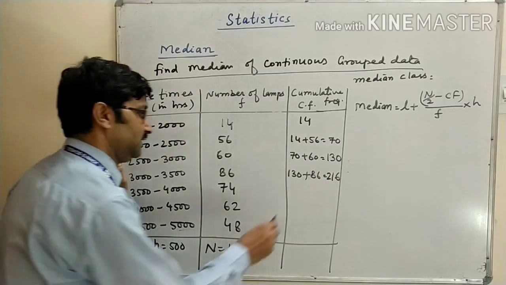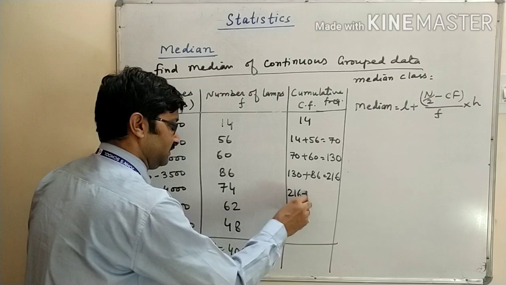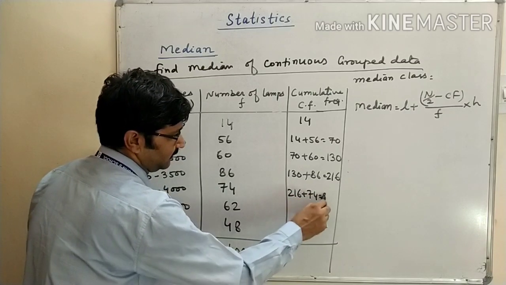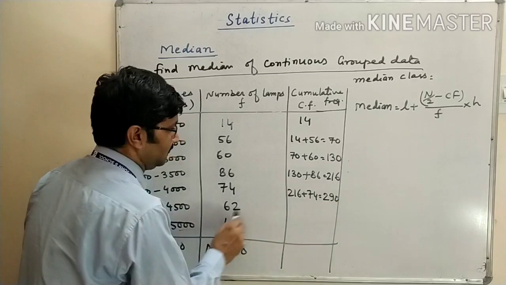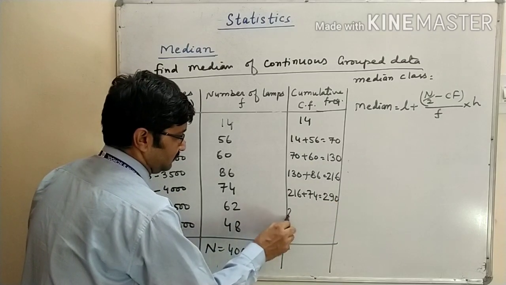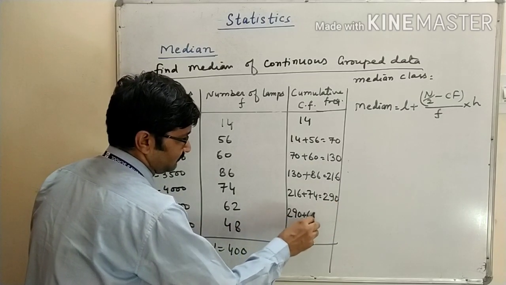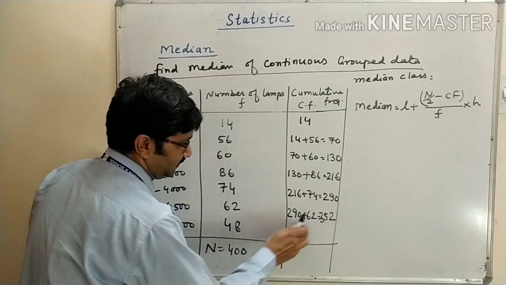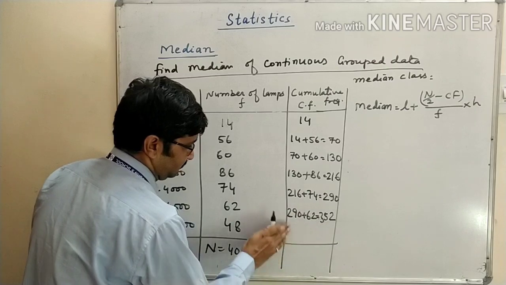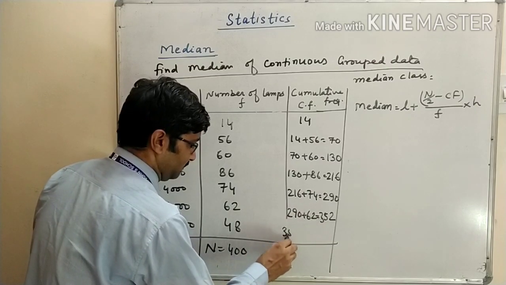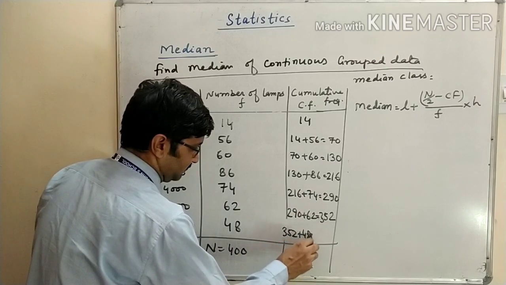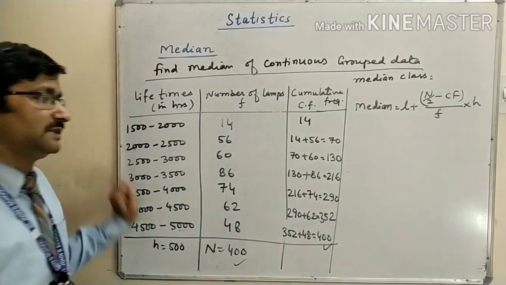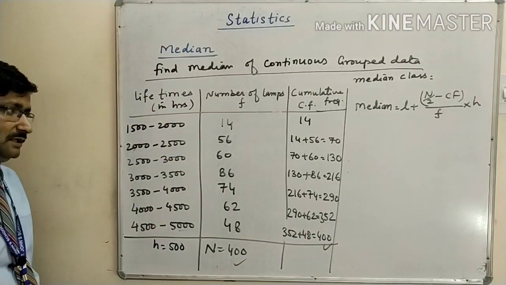216 plus 74, so you get 290. 290 plus 62, you get 352. And 352 plus 48, that you get 400. This 400 and that 400 are the same, so you can say this is correct.